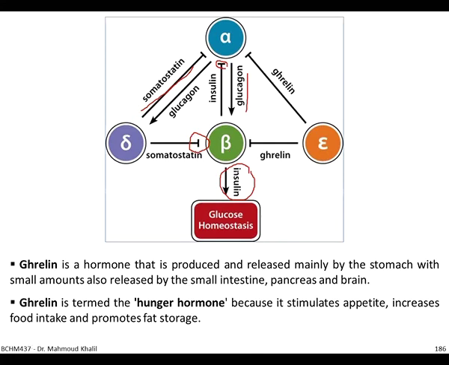So basically, ghrelin is a hormone that is produced and released mainly by the stomach, and small amounts are released by the small intestine, pancreas, and brain. It is termed the hunger hormone because it stimulates appetite, so it can increase the food intake and promote fat storage. So this is actually a very good figure that shows how different hormones coordinate to control glucose homeostasis in our blood.